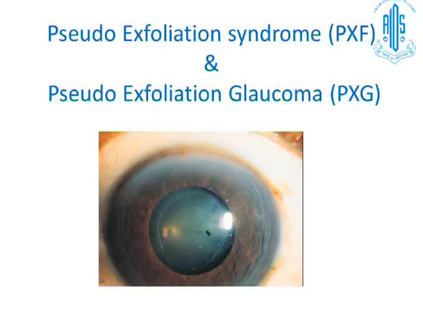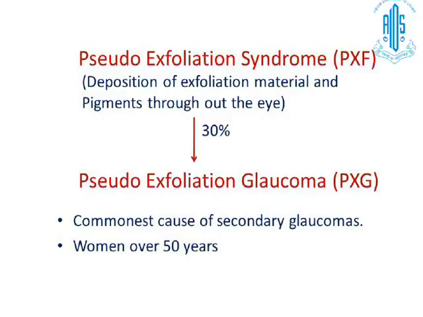Another condition which I would like to talk about is pseudo-exfoliation syndrome, the pseudo-exfoliation glaucoma. Again, 1/3 of the cases of pseudo-exfoliation syndrome will be converted into glaucoma. And it is the commonest cause of secondary glaucoma. It varies from one region to another. Maybe in the southern part of our country, we get more cases of pseudo-exfoliation as compared to what we get in the northern part. It's seen in women around 50 or beyond.